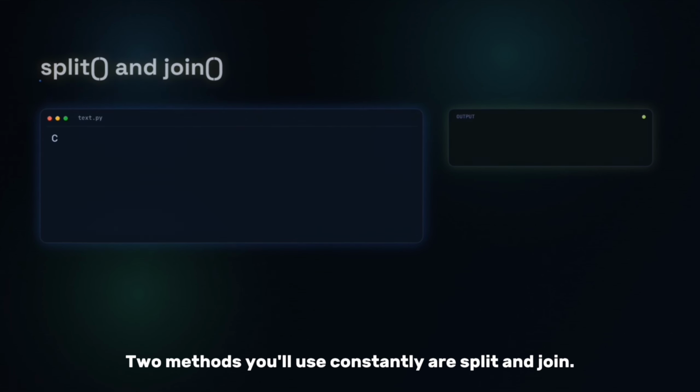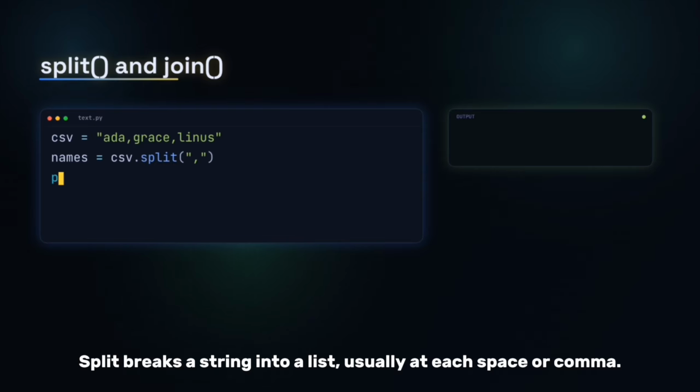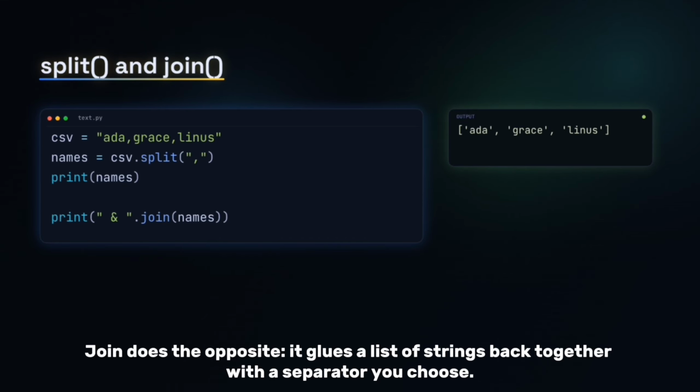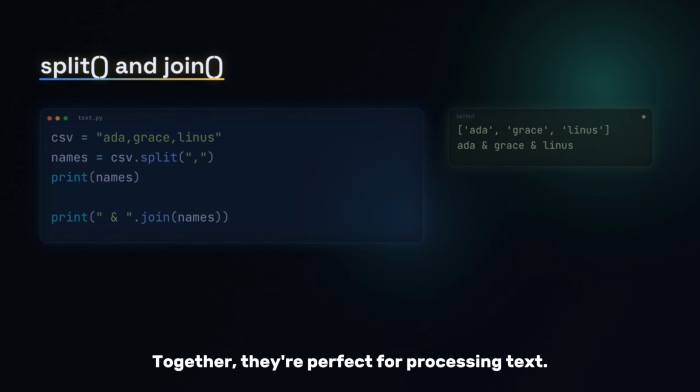Two methods you'll use constantly are split and join. Split breaks a string into a list, usually at each space or comma. Join does the opposite. It glues a list of strings back together with a separator you choose. Together, they're perfect for processing text.